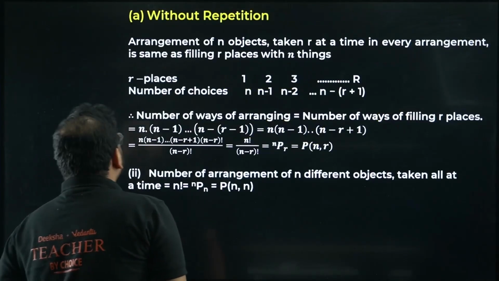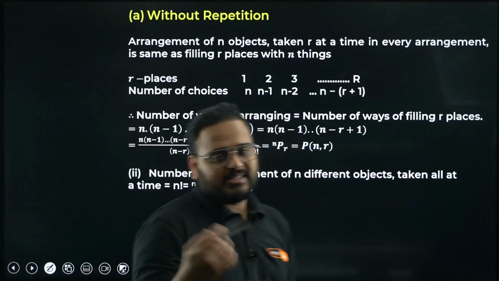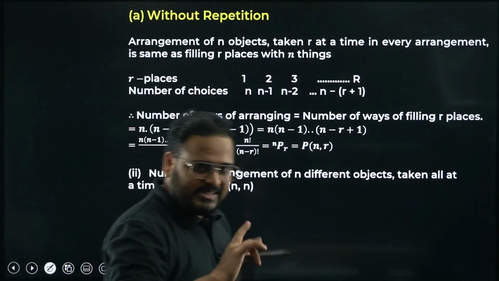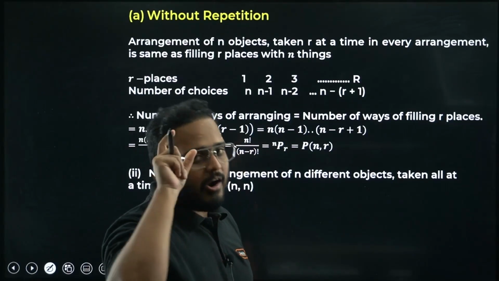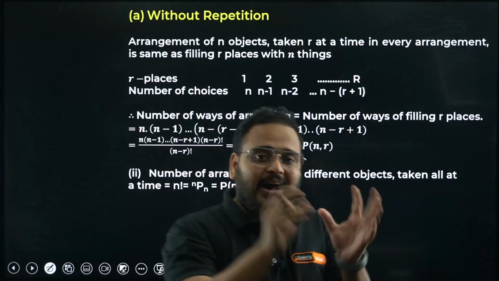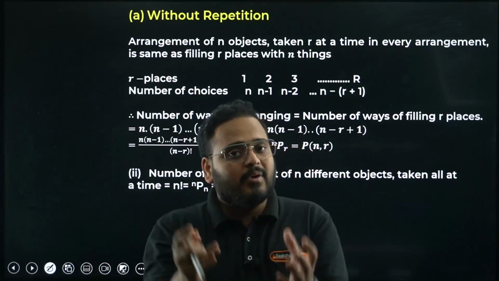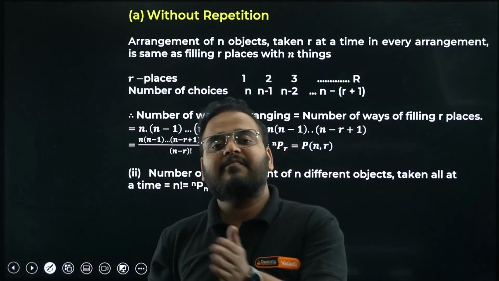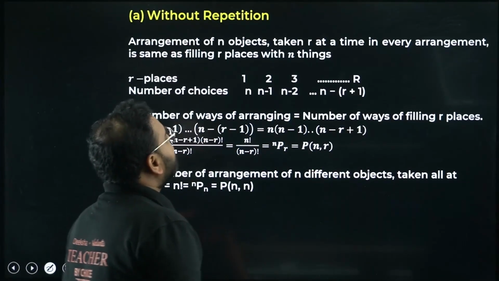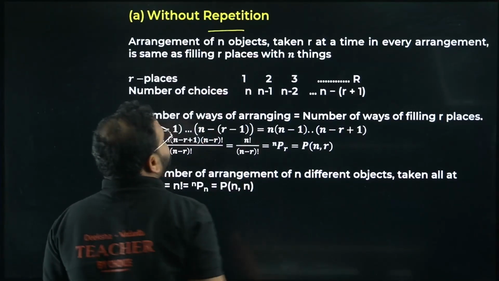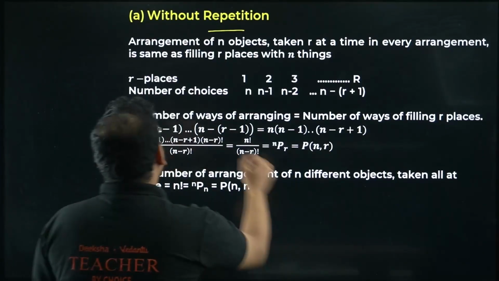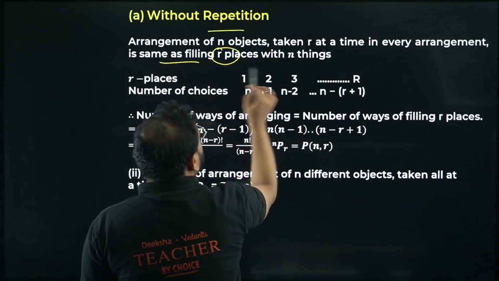Chaliye. So without repetition, again we are talking about permutation without repetition. So the arrangement of n objects taken r at a time, same principle. Remember the formula: out of a total of n objects we have, we are picking r at a time, and the formula was nPr, given by n factorial upon (n minus r) factorial. Same we are doing over here as well, but without any repetition. Taking r at a time in every arrangement is the same as filling r places with n things.